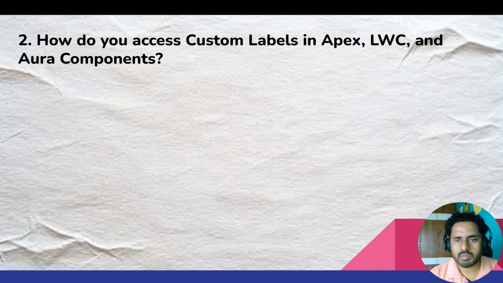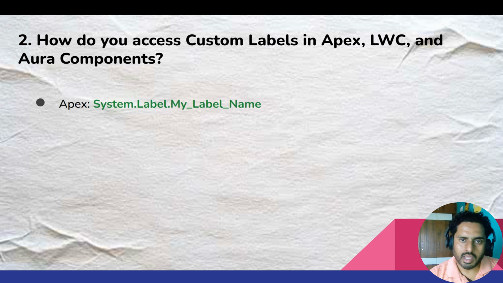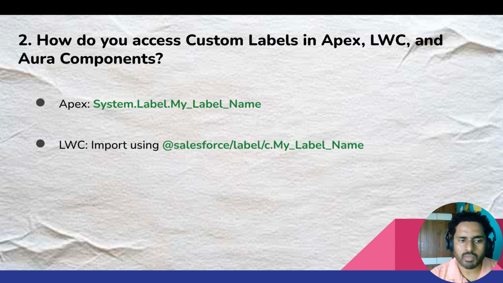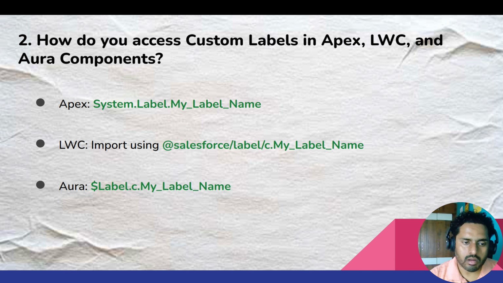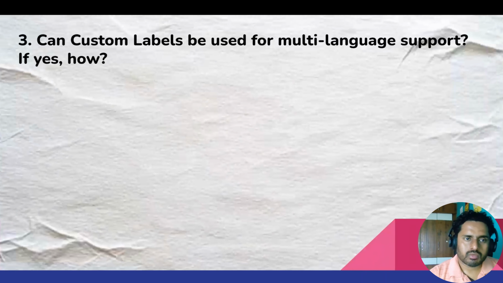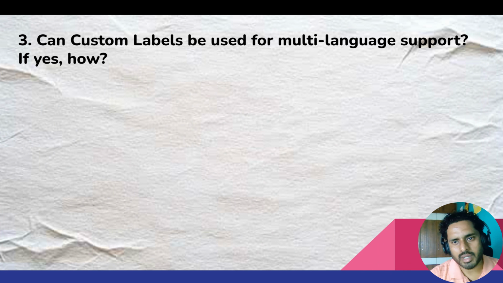So moving on to the next one, how do you access custom labels in Apex, LWC, and Aura components? In Apex, you can access using this format: System.Label.mylabelName. In LWC, you have to import the custom labels using this format: import @salesforce/label/c.mylabelName. And in Aura, you can access it via $Label.c.mylabelName.